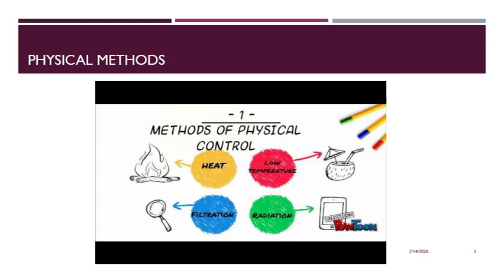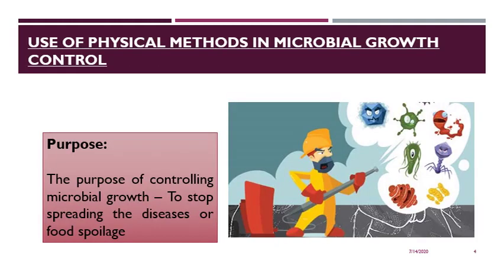What are antimicrobial agents? These are the substances that kill microbes or inhibit their growth. When we start today's topic, we must know the purpose of controlling microbial growth. The purpose of controlling microbial growth is to stop the spreading of diseases or food spoilage.